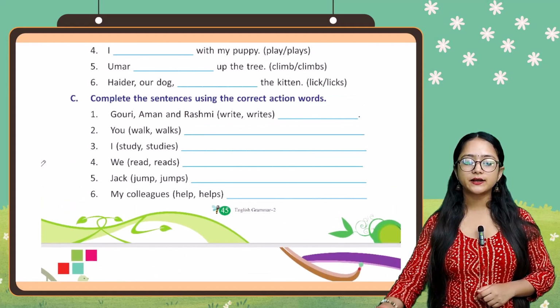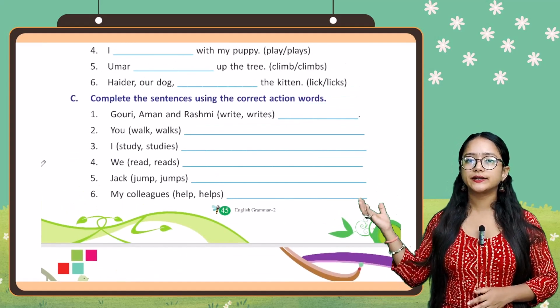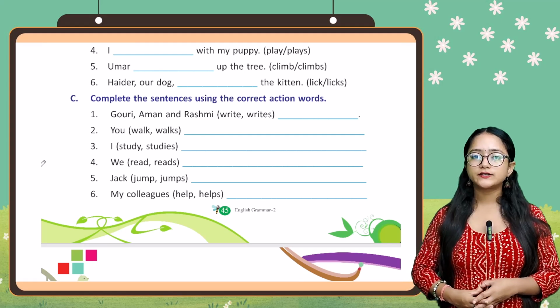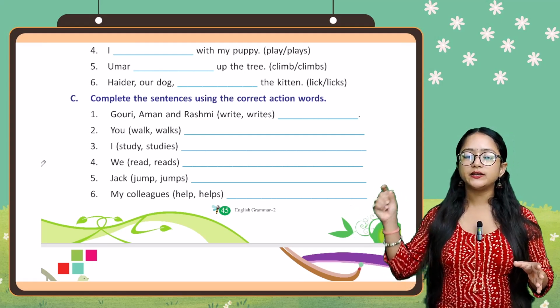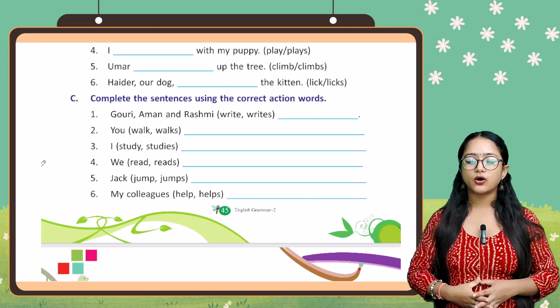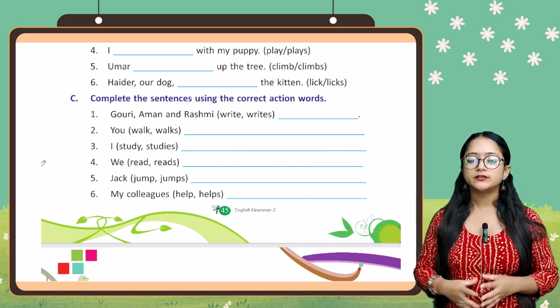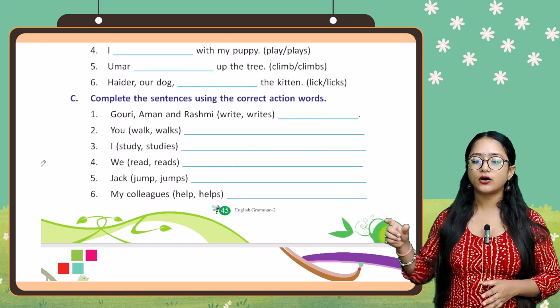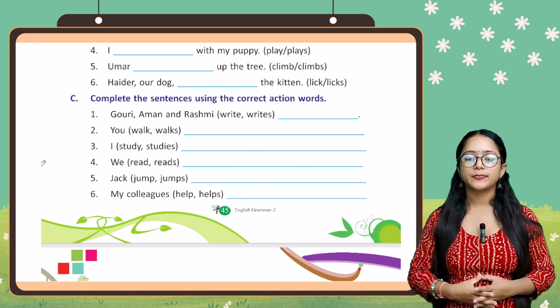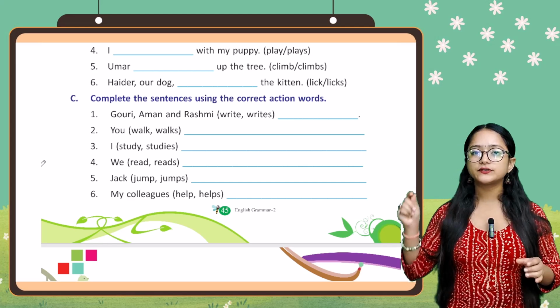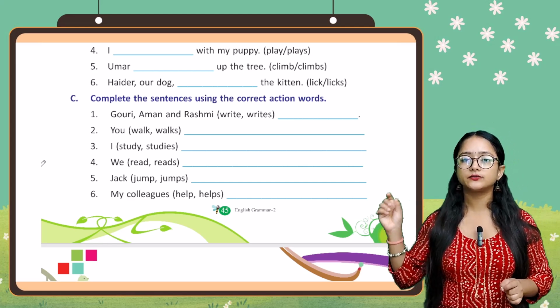Now next one is complete the sentences using the correct action word. First one, Gauri, Aman and Rashmi write or writes. Gauri, Aman and Rashmi come under the category of plural, so they write. Okay, Gauri, Aman and Rashmi write. Like this, you have to first read the word carefully, then use the correct form of the word.